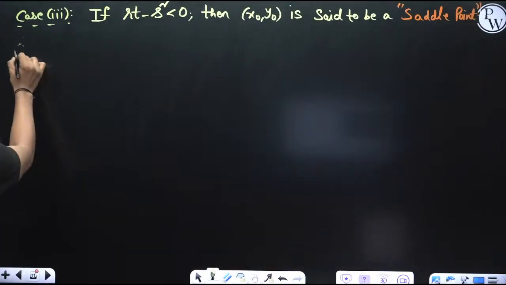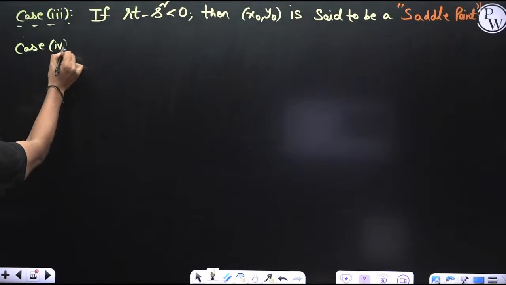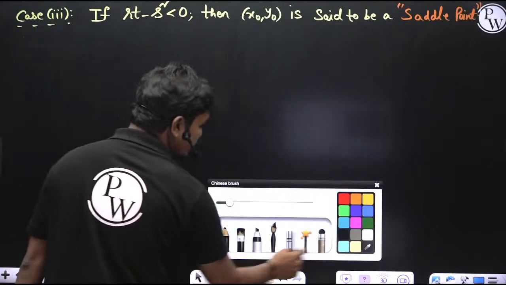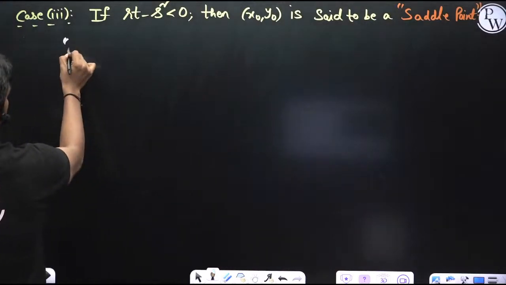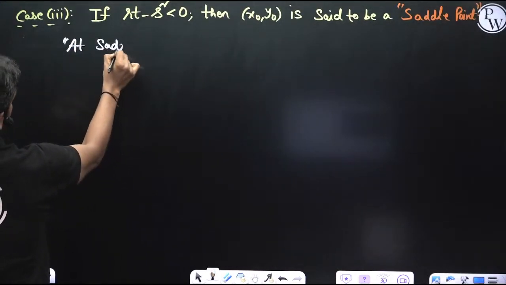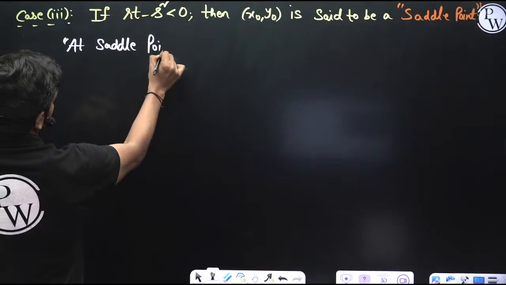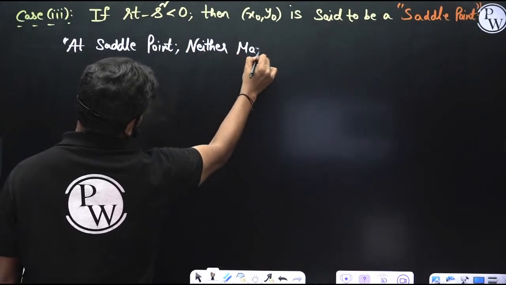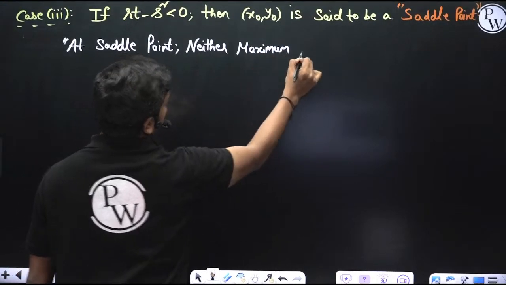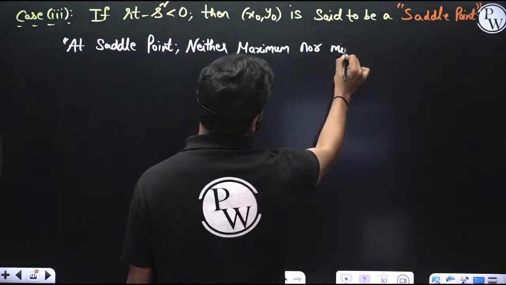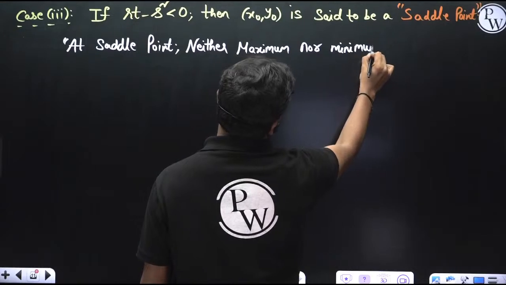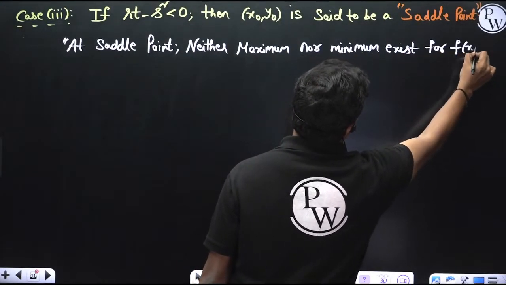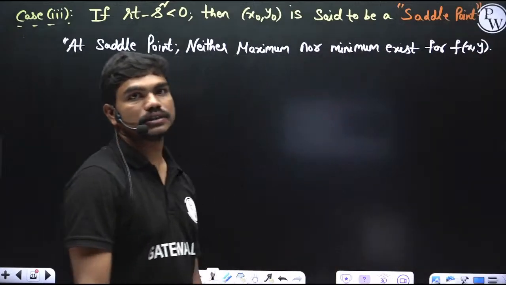And basically at a saddle point, I just want to make one more comment here. So at a saddle point, neither maximum nor minimum exists for f of x comma y, okay. So neither maximum nor minimum exists for this function.